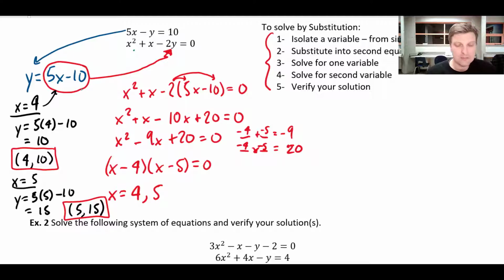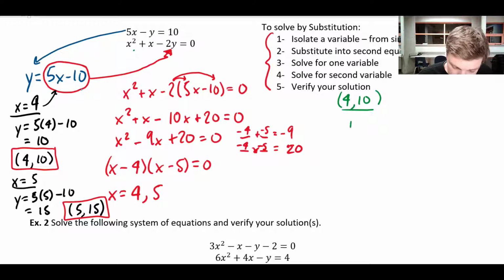So I plugged these numbers, x equal to 4 and x equal to 5, back into my first equation. What I'm going to do then is use my second equation to verify, and see if this works. So I'm going to plug in this ordered pair. Let's just test out 4, 10. Let's test that out in my second equation and see what I get.